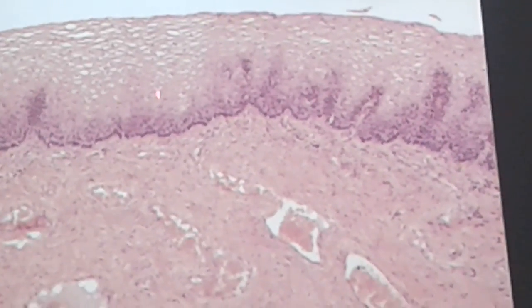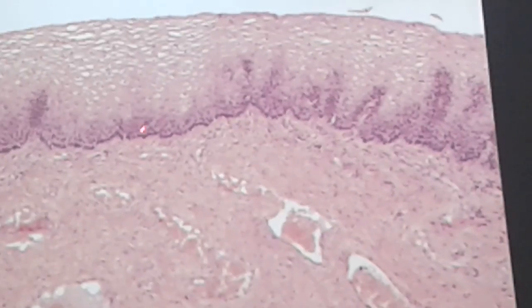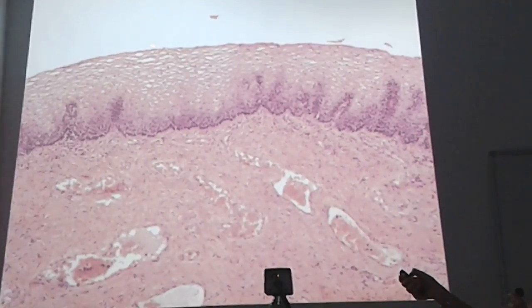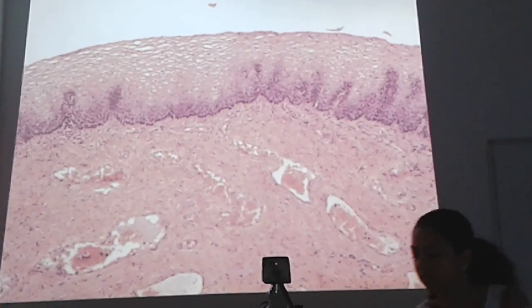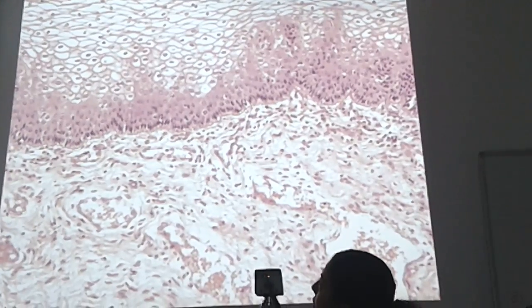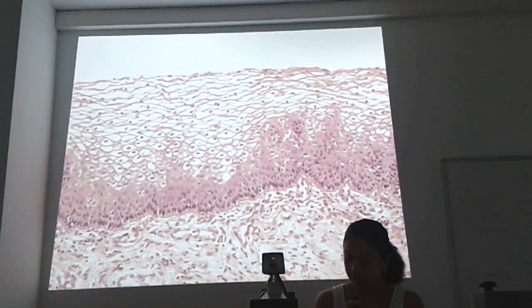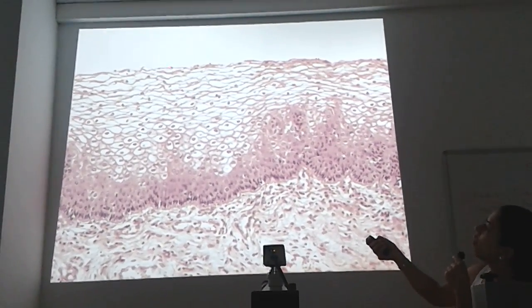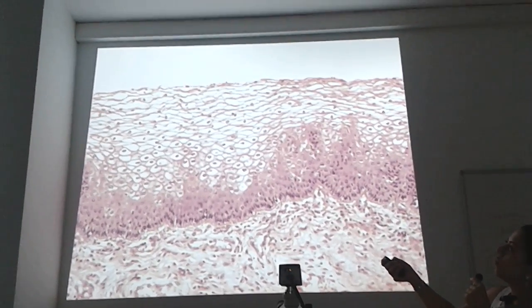That's why this classification is stratified non-keratinized squamous epithelium. We call this non-keratinized because if we look in depth at the surface cells, as you can see, the surface cells do not lose their nuclei and they are not filled with keratin. That's why this is non-keratinized, all right?